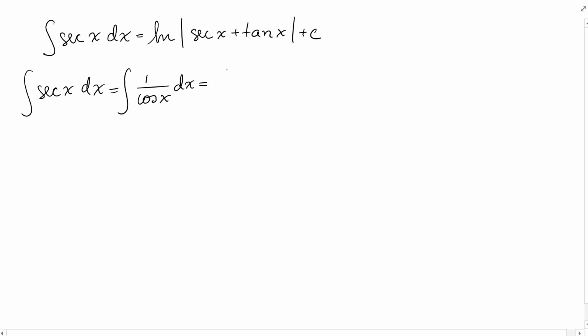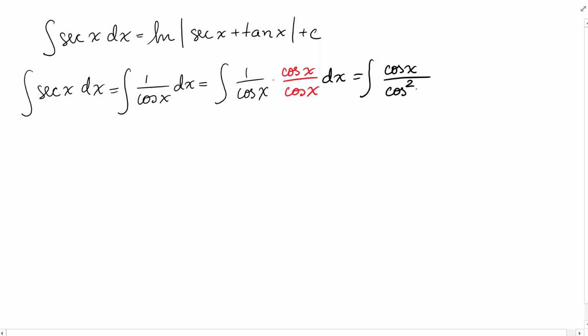So I'm writing it like that. And then starting from the integral of 1 over cosine of x, I'm going to multiply the numerator and the denominator by cosine of x over cosine of x, which means I'm not changing my function, as cosine of x over cosine of x is 1. So when we multiply the numerators, we get cosine of x, and when we multiply the denominators, we get cosine squared of x dx. Now we know from trigonometry that sine squared of x plus cosine squared of x is 1. So we are going to replace the denominator by 1 minus sine squared of x dx.